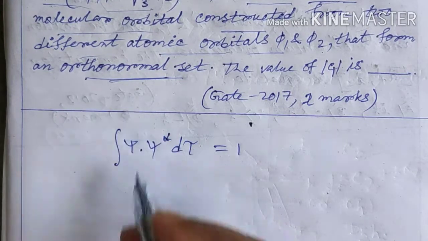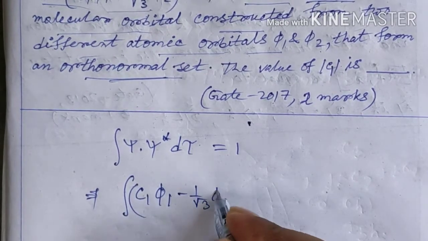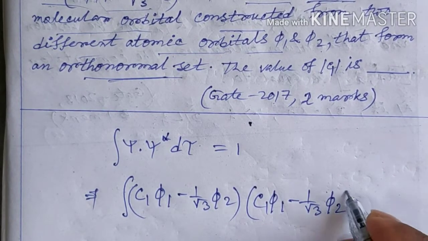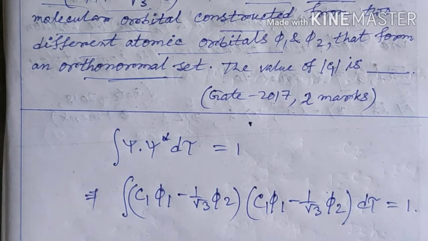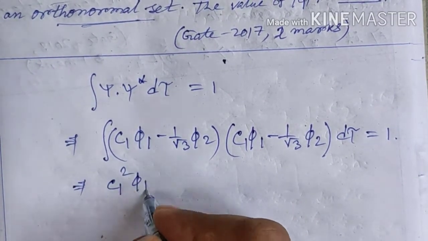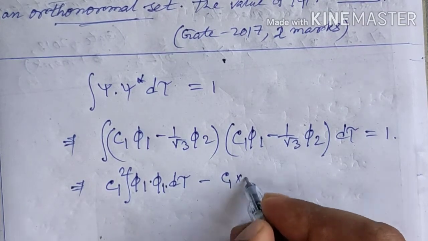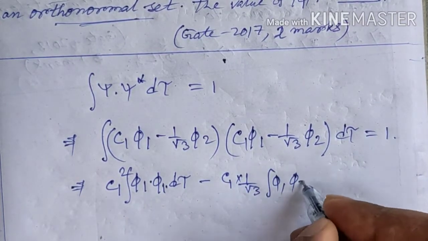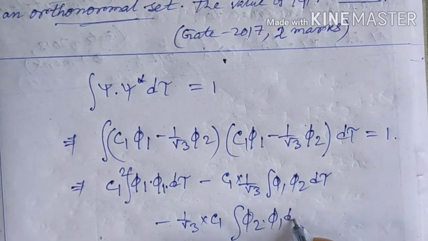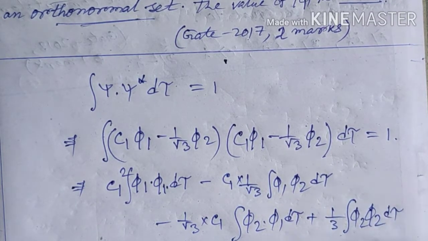If we put the value of psi and psi star, we can write that, and if we multiply this whole term, then we will get C1 square phi 1 squared, C1 into 1 by root 3 phi 1 into phi 2 d tau minus 1 by root 3 into C1 phi 2 phi 1 d tau plus 1 by 3 phi 2 squared d tau is equal to 1.